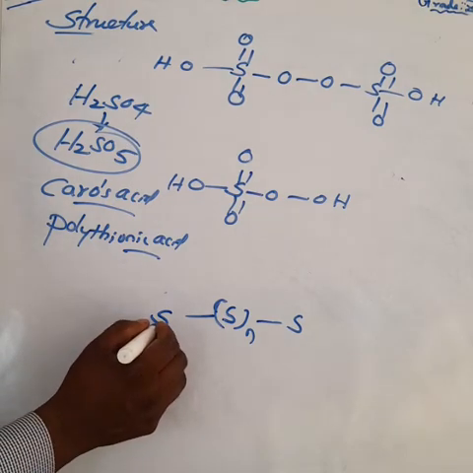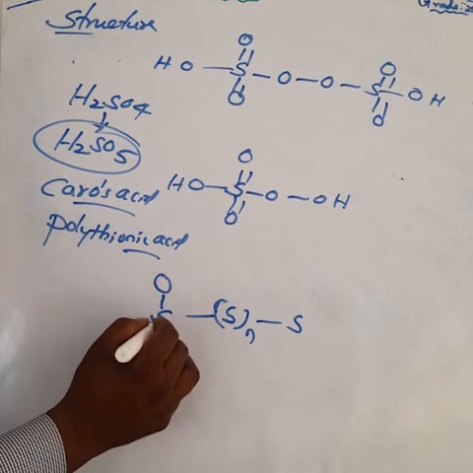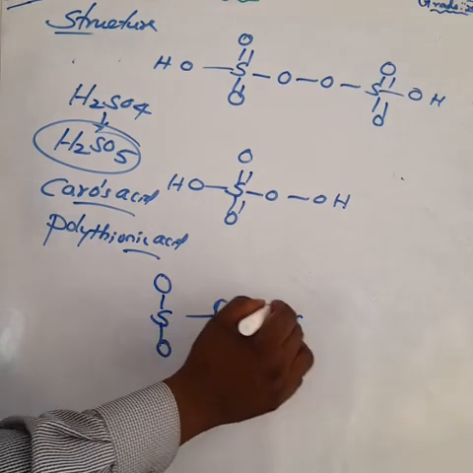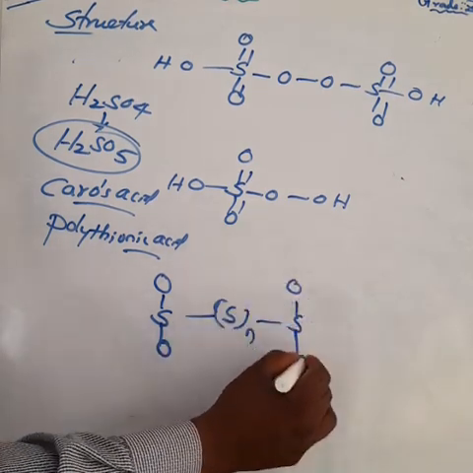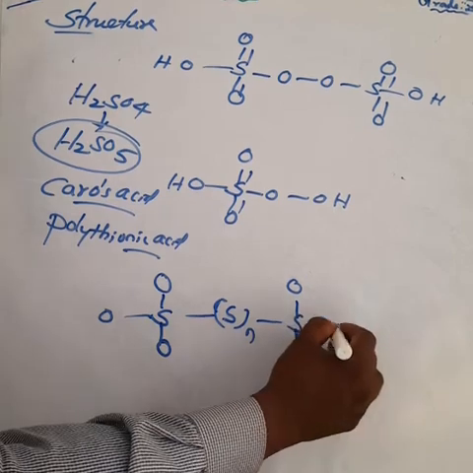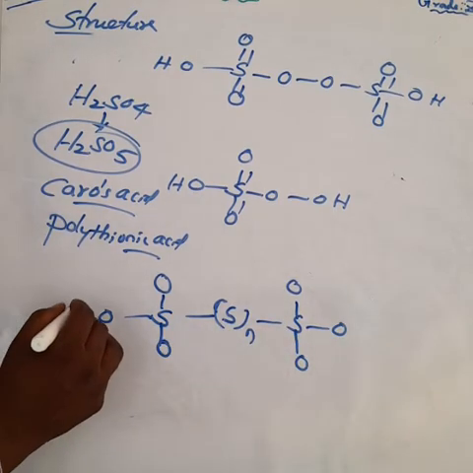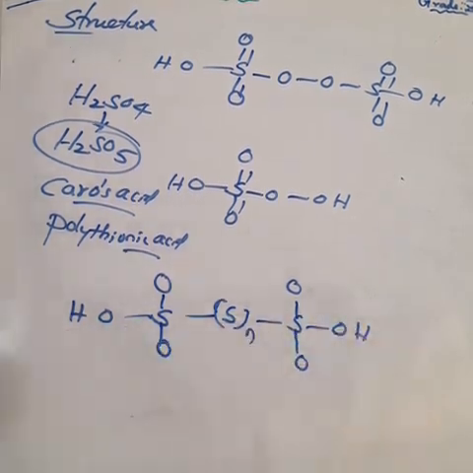Sulfur is surrounded by 6 oxygen atoms. One sulfur with oxygen above and below, the other sulfur with oxygen above and below. Left side one oxygen, right side one oxygen. Left side one hydrogen, right side one hydrogen. So these are over. Am I right? These structures are over.